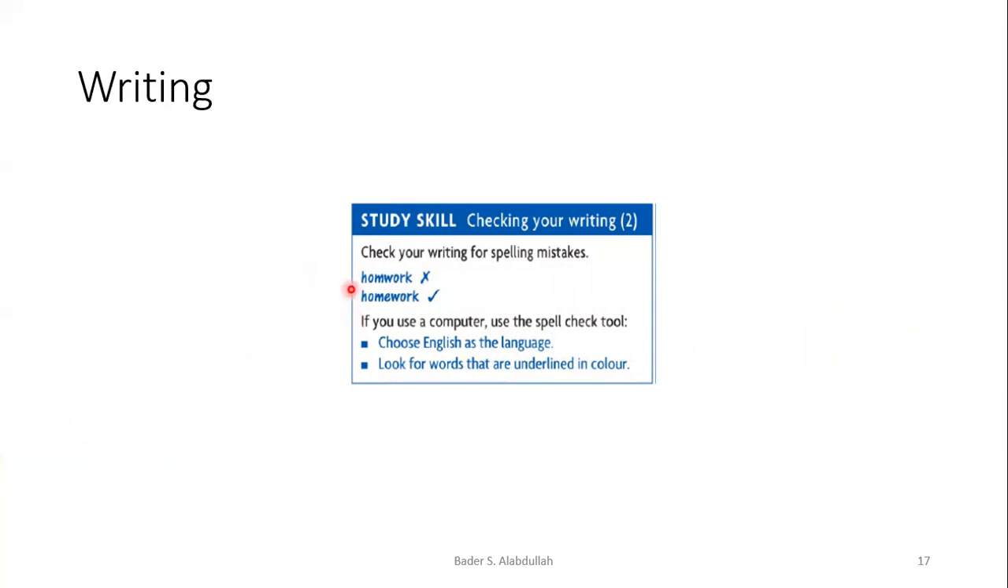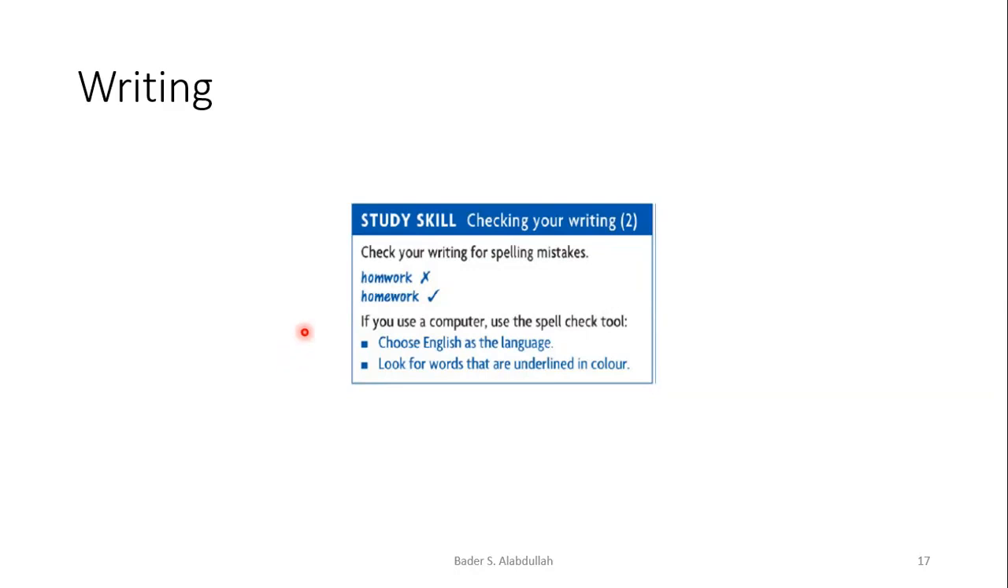Like this one, it says homework. It is wrong. What's missing? It's missing the letter E here, as you can see in the correct spelling. If you use a computer, use the spell check tool. Check or choose English as the language and look for words that are underlined in color. So if you are using Microsoft Word or Google Docs and you start writing, it's going to give you some words underlined in red color. That means there is a spelling mistake here.